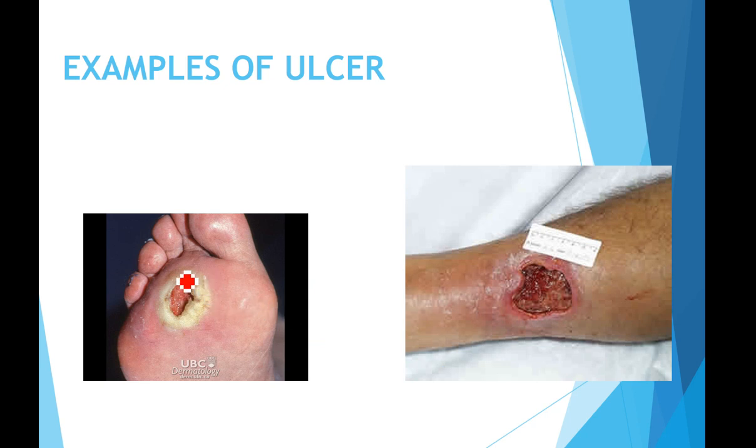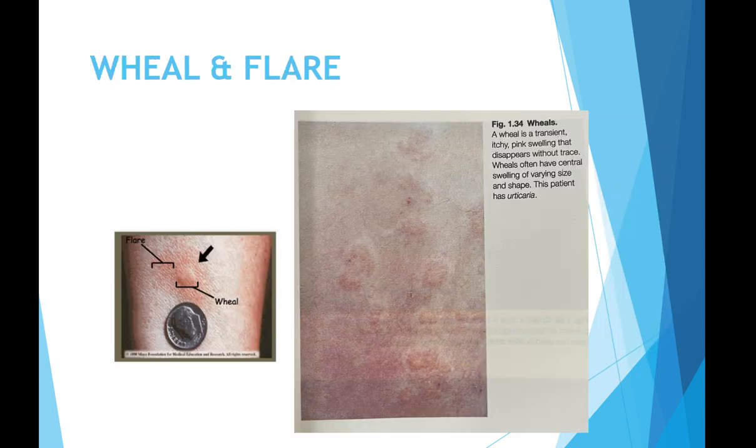Now this is the ulcer. You can see that there is a break, and it's a very extensive break. The fissure was a linear break, whereas ulcer covers more surface area than a fissure, and it's more extensive and deep than a fissure.